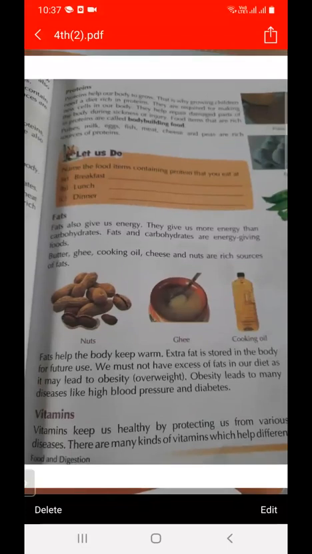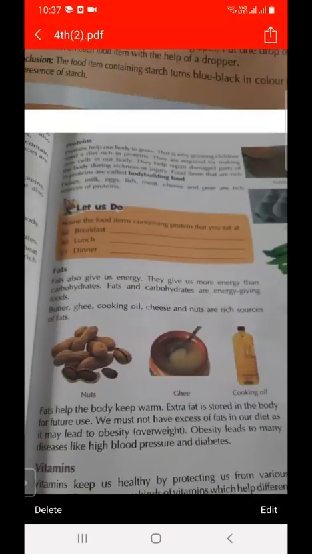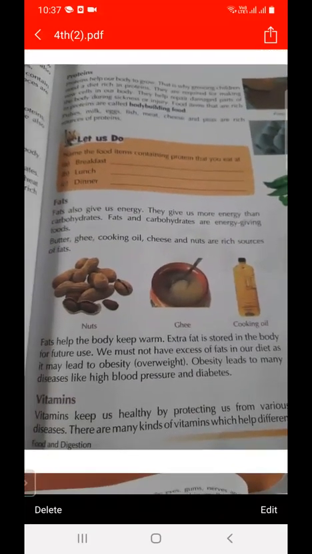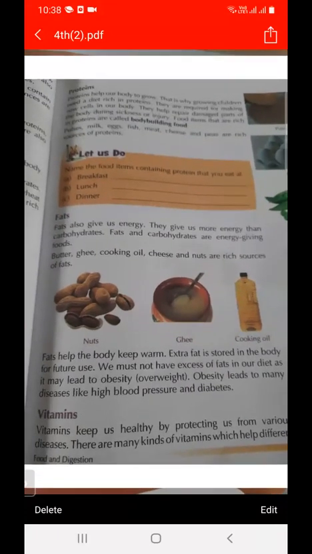And next, what is another source of food? That is fat. Fat also gives us energy. But if we compare carbohydrates with fat, then fat gives more energy as compared to carbohydrates.